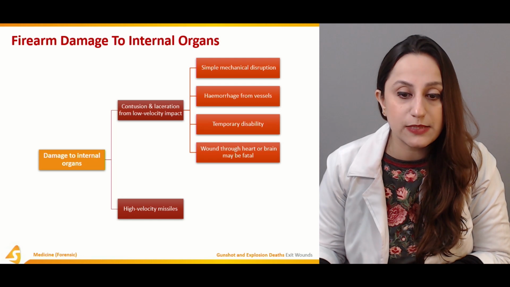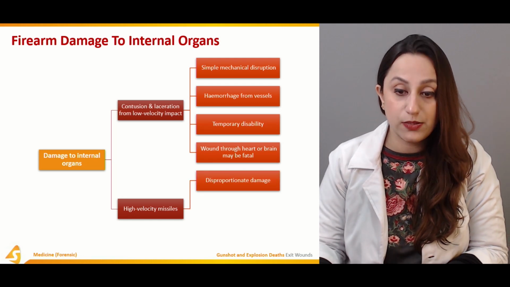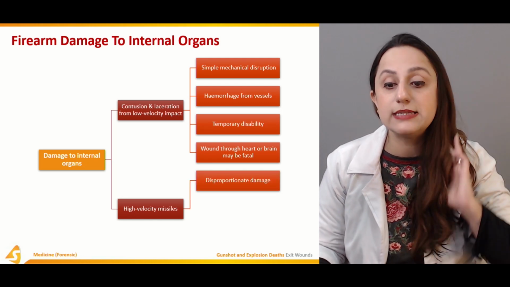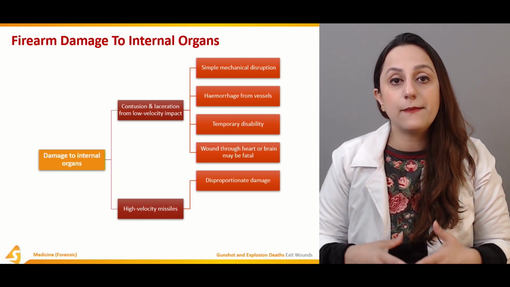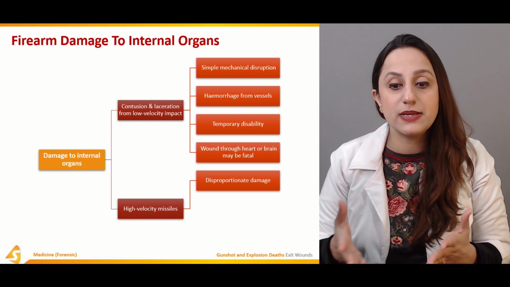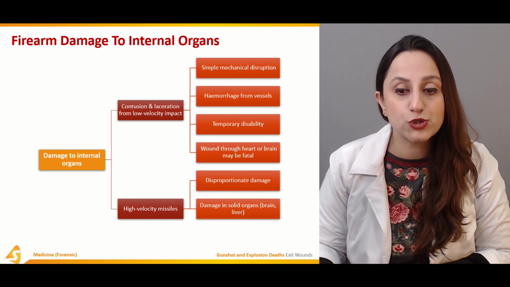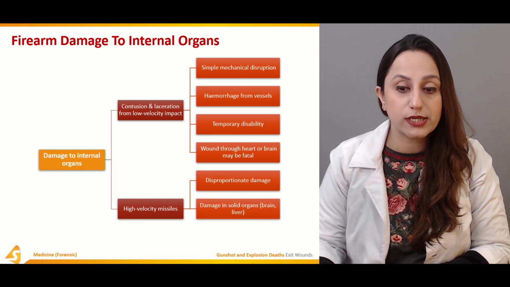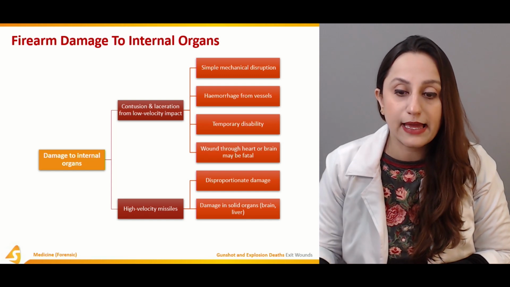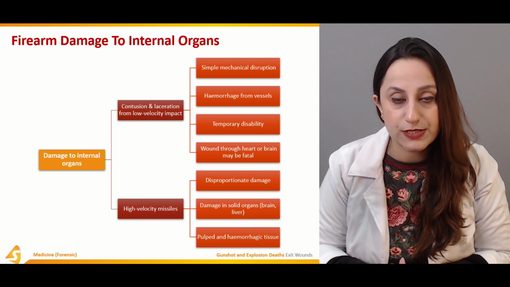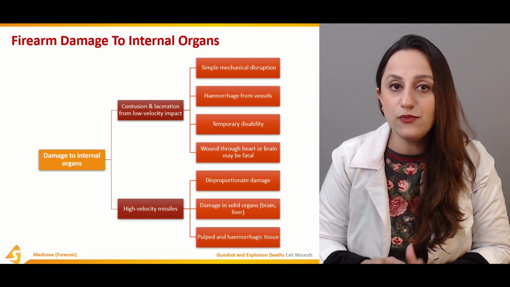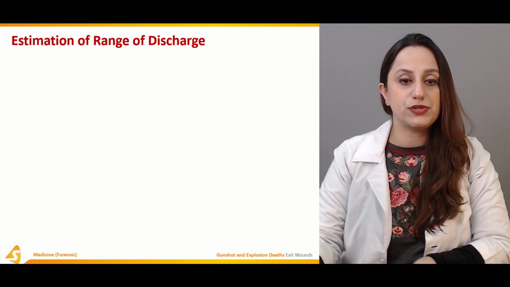Now, high velocity missiles are again very important, and they can cause disproportionate damage. This is going to be quite explosive for the human body, causing disproportionate damage. The damage in the solid organs, the brain and the liver, is again very important. Pulped and hemorrhagic tissues are seen in high velocity missile injuries.